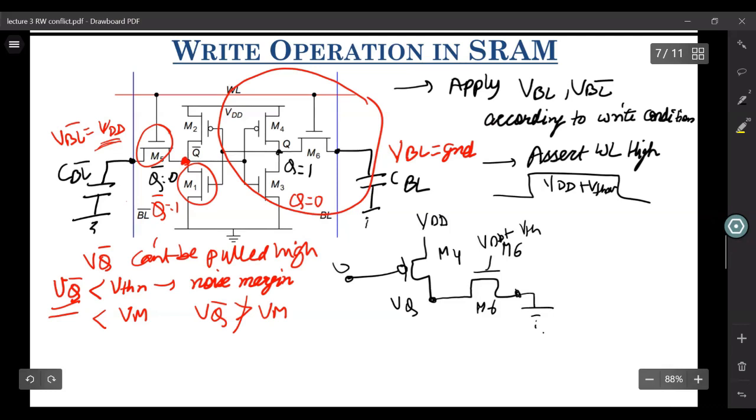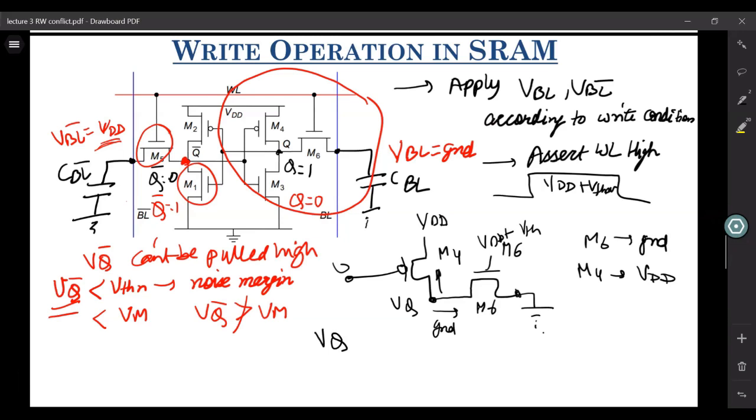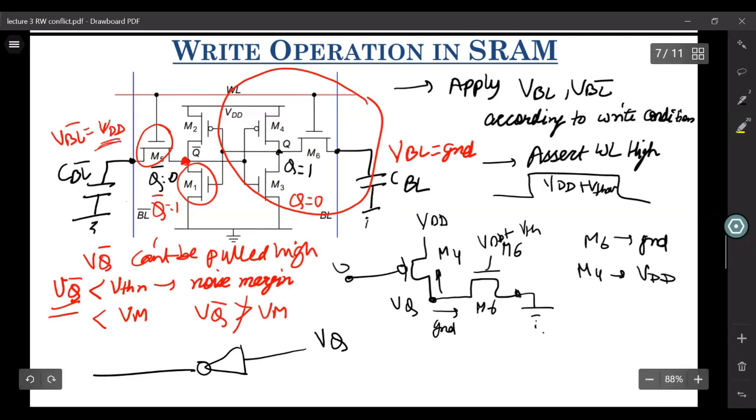So what happens with this VQ node? M6 tries to pull it towards ground, while your M4 tries to pull it towards VDD. However, what we want with VQ, so how is VQ connected? VQ is connected to the other inverter like this. And we have at this output 0. And what we want is to flip this from 0 to 1.